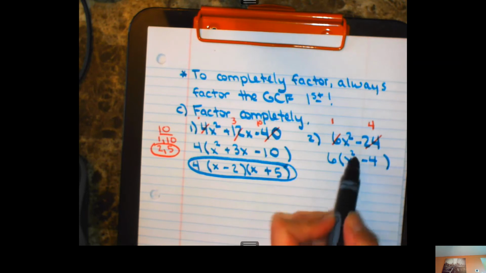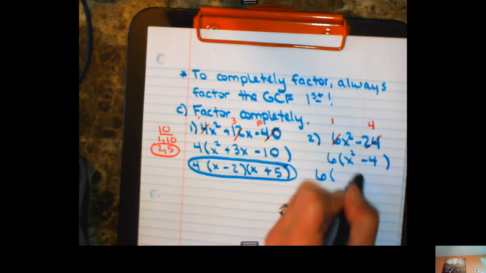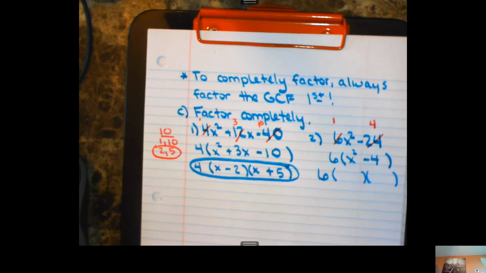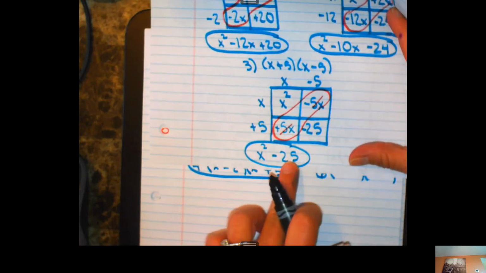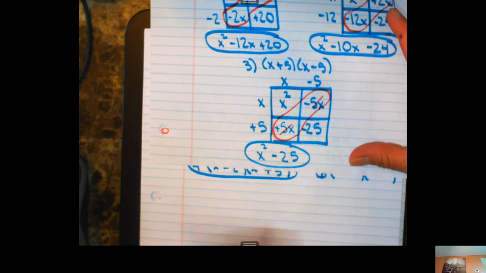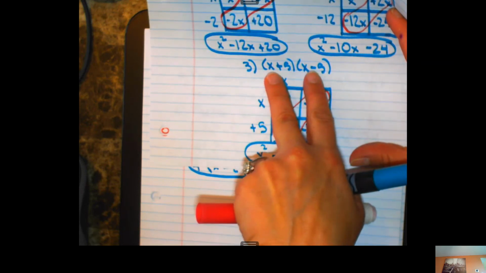Since we have a power of 2, we're probably not done. So I'm going to bring down the 6 and make 2 sets of parentheses. This is like the example in the front, which I'll show you quickly. This example here, when we had just x squared with a number that's a perfect square. Notice we have the same thing in the front, same number in the back, but different signs.